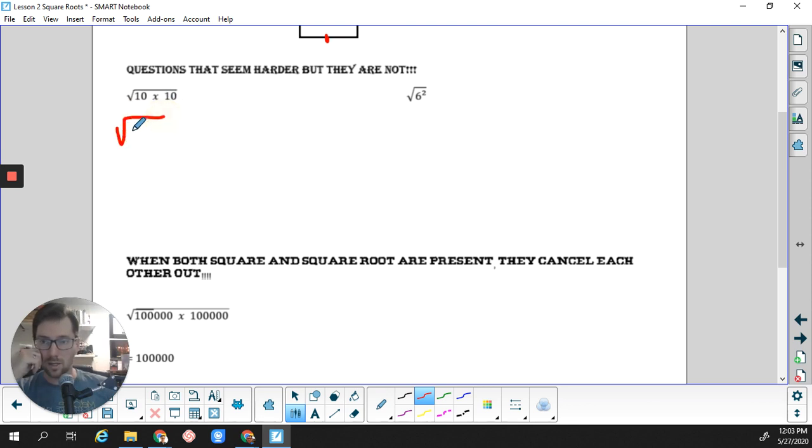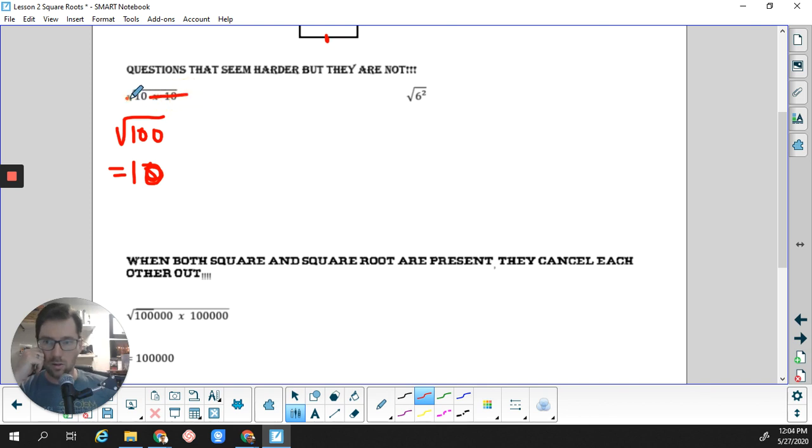10 times 10 is 100. So we're looking for the square root of 100. What times itself equals 100? It's up here. So the answer, not 16. That looks like a 16. 10. So the other thing you could do is you just look, okay, this is 10 times 10.